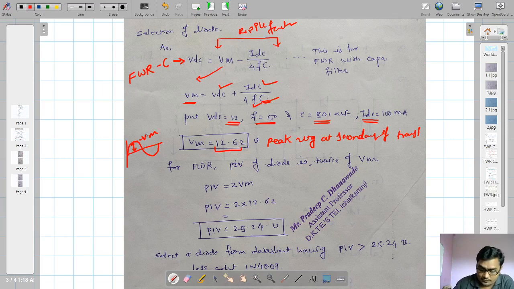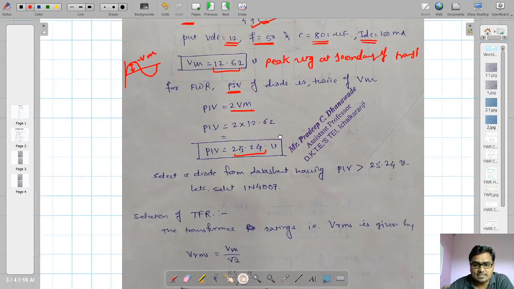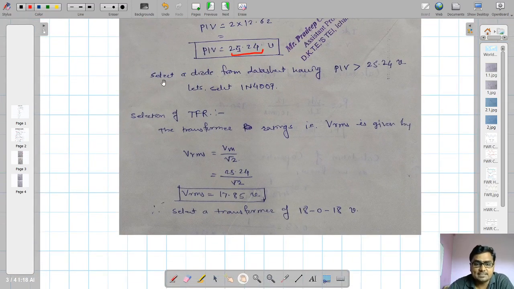So for the full wave rectifier, the value of PIV we have derived, we have analyzed, is twice Vm. Now the value of Vm is 12 multiplied by 2, so PIV will be 25.24. Look at this. This is the value of PIV. Now based on that PIV, I will select a diode. See, I am writing: select a diode from data sheet.